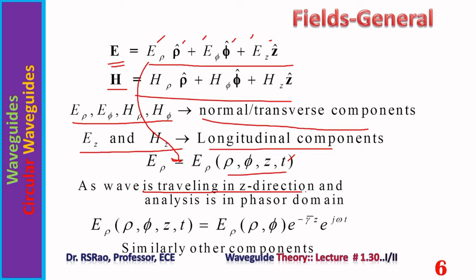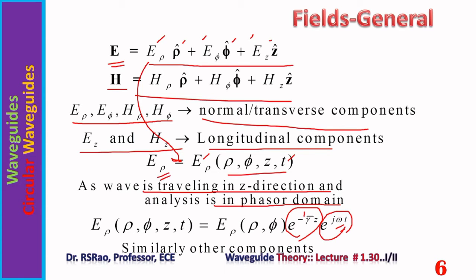As the wave is traveling in the z direction, the z dependence of the field can be expressed as e power minus gamma bar z. Here gamma is the propagation constant. The bar is used to indicate that the wave is non-TEM. You are going to see that the wave inside hollow pipe waveguides is always non-TEM. The analysis is done in the phasor domain, which means we assume sinusoidal time variations, expressed as e power j omega t.